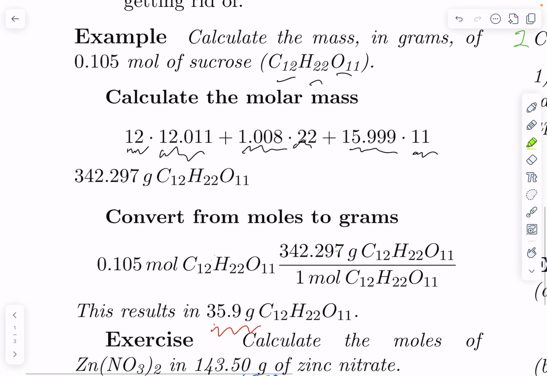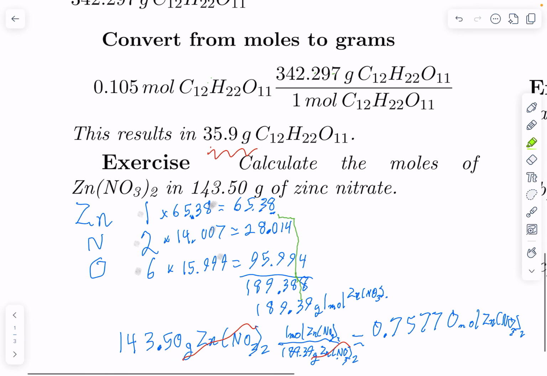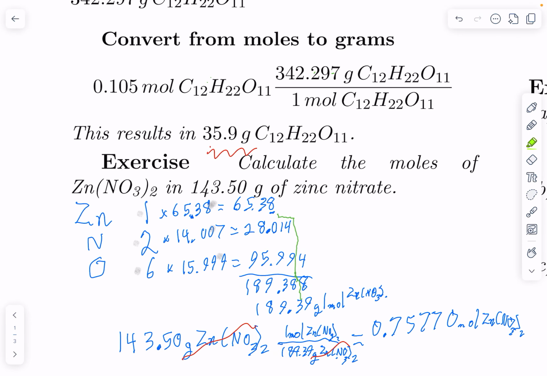All right, so an example. Calculate the mass in grams of 0.105 moles of sucrose. First thing I've done is I have calculated the molar mass of sucrose. I've done it like you would type it into the calculator, basically. So you're welcome to do it like that. I'll show you in some of the work I show a slightly different method that's easier to do by hand. Then you convert from moles to grams. Okay.